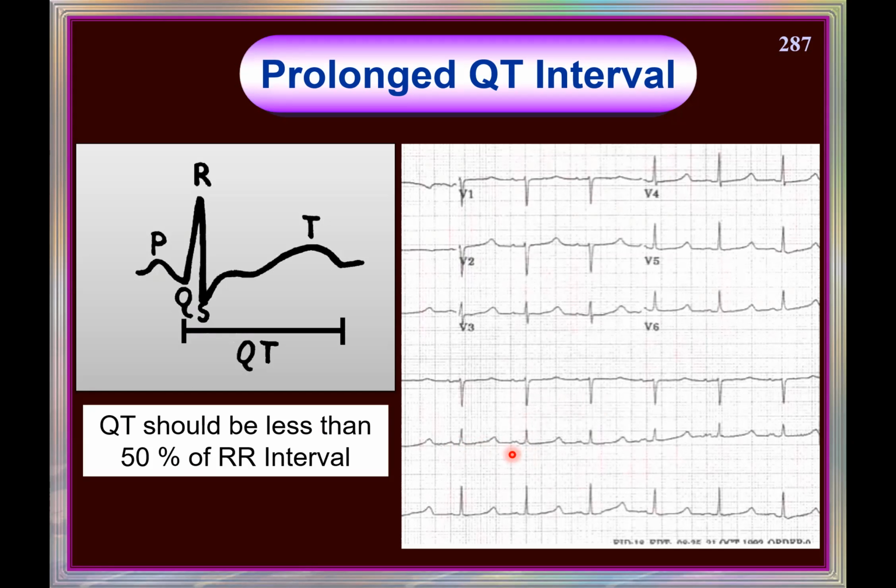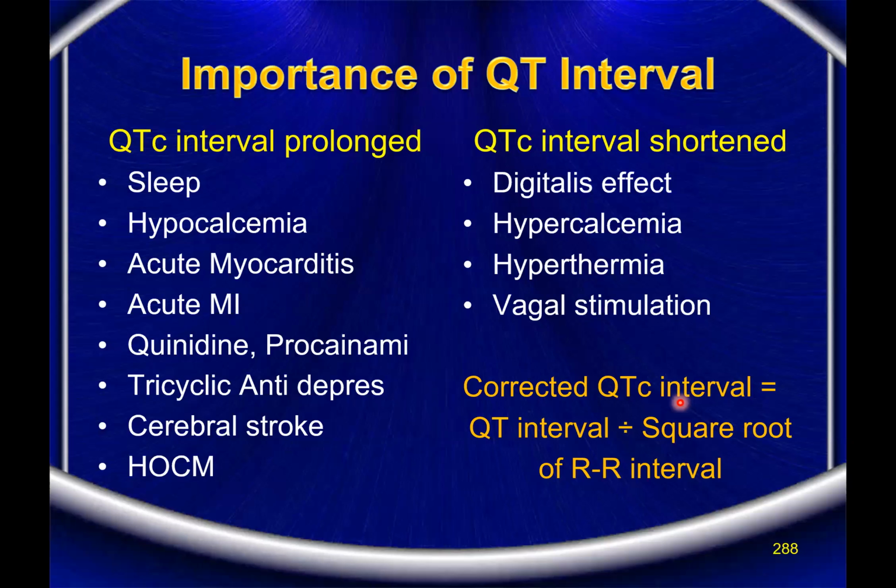And you know the QT interval is dependent on the rate, so you have to correct for the rate. Important, how to correct for the rate? That we will see here. So the QTc interval should be worked out. Corrected QTc is equal to QT interval divided by square root of the RR interval.